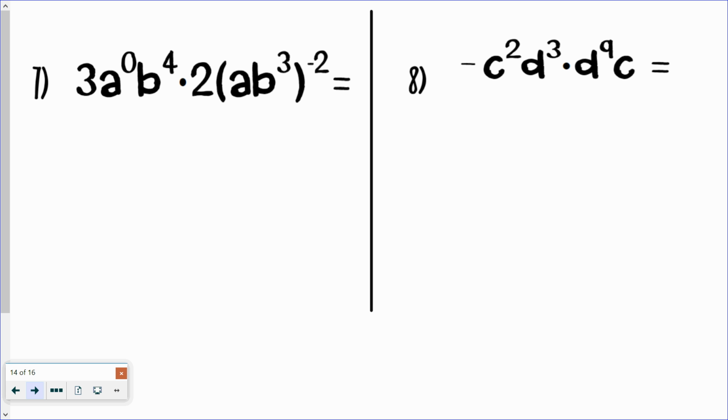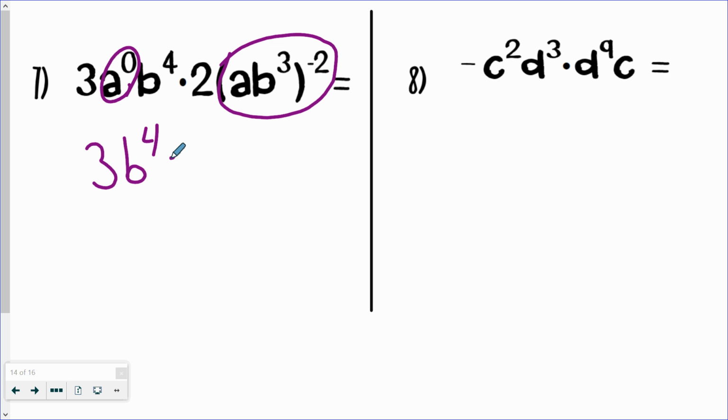Pause the video, try number 7 and number 8. Okay, problem number 7. So we have to do things kind of in a couple different steps. So I'm going to start by doing this part over here. And I can also do part of this part over here. I can do the a to the 0. a to the 0 is just 1. So I'm going to have 3b to the 4th power times 2 a to the negative 2nd power and b to the negative 6th power because I'm raising each one to the power.